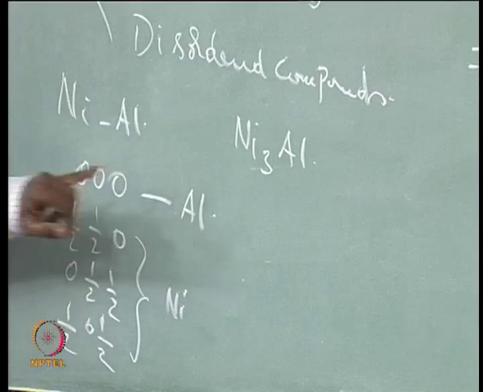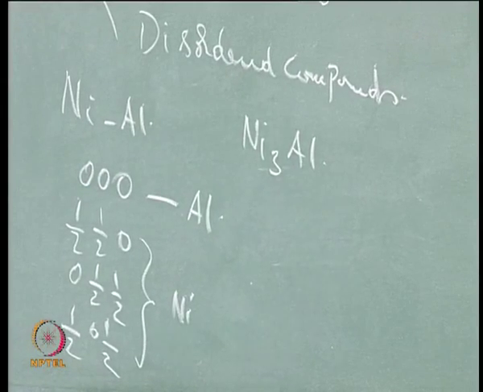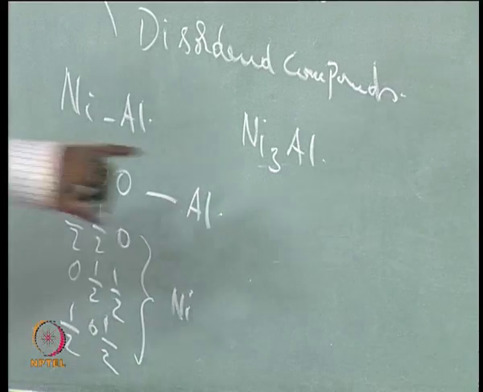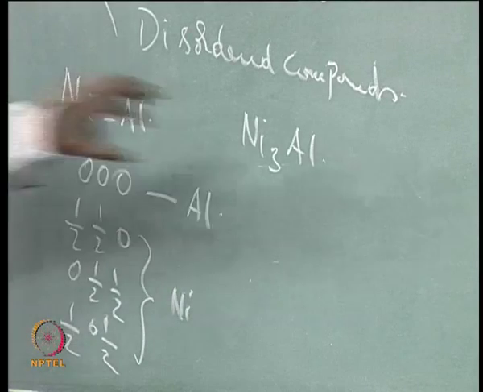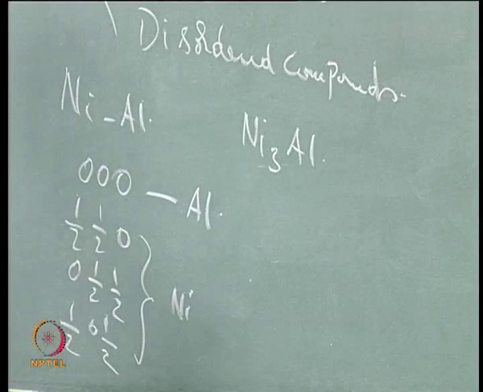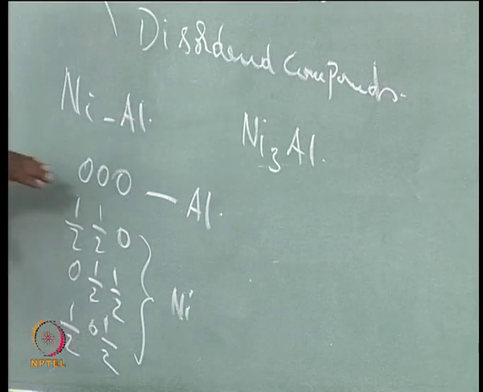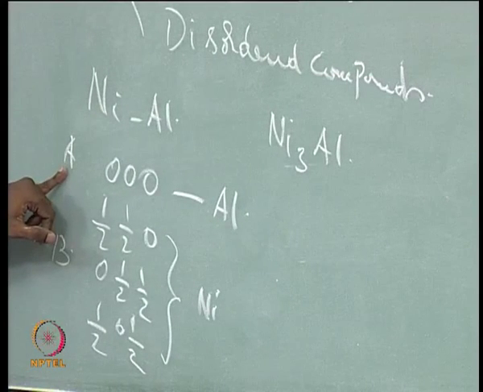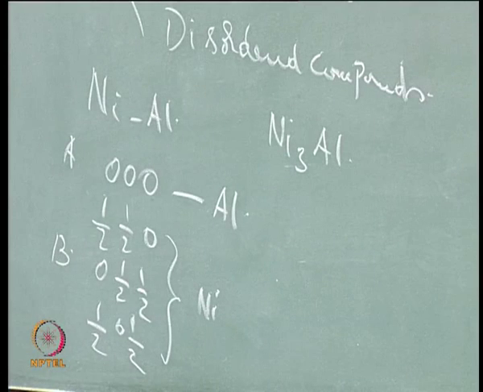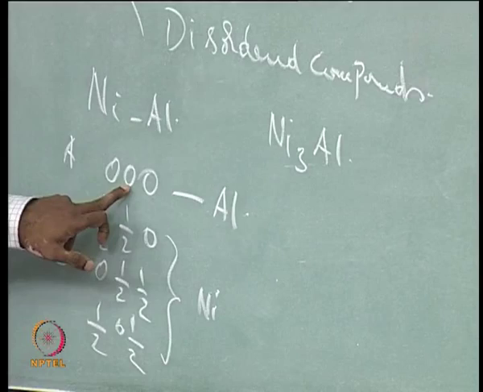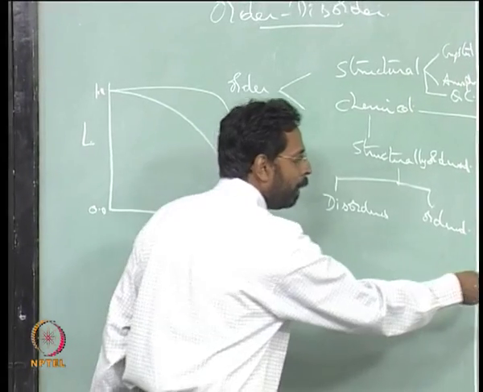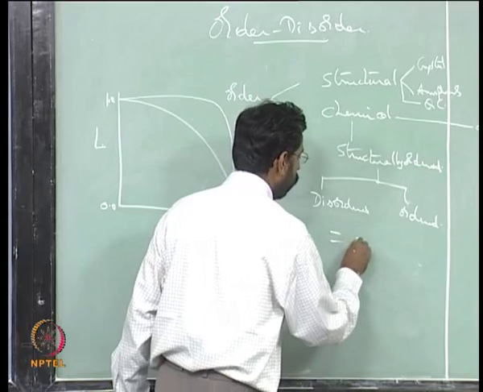If the probability of finding aluminum at 000 is 0.25, then we can say it is perfectly ordered. That means out of the 25% of aluminum atoms inside the alloy, all the 25% are sitting at this site. If you call this the A site and this the B site, if all aluminum atoms are occupying the A site, then I call it perfectly ordered. If some of the nickel atoms also occupy the A site, then it is not completely ordered, it is partially ordered. And when the probability of finding aluminum at the A site is 1, then we call it L as 1.